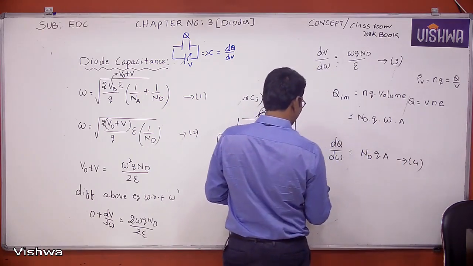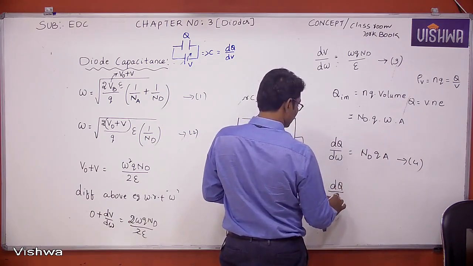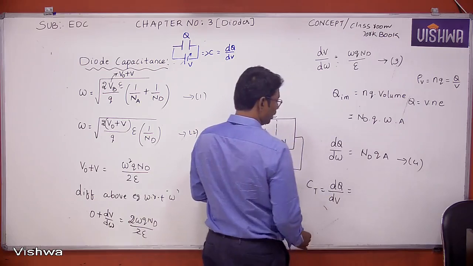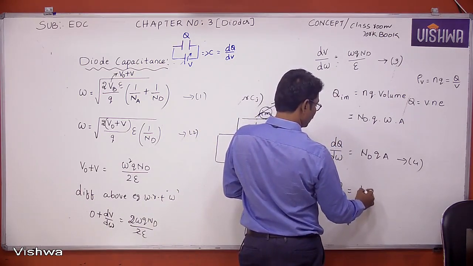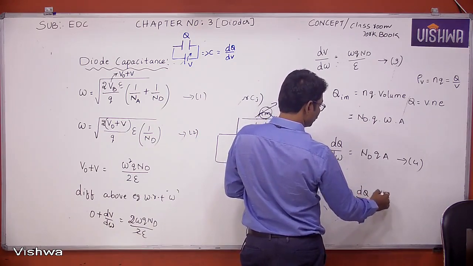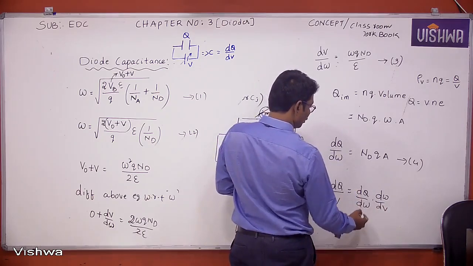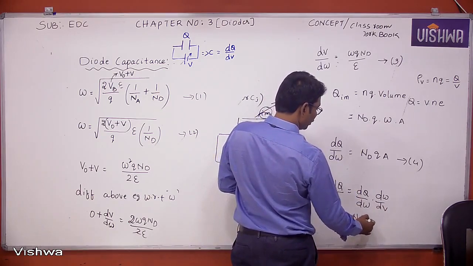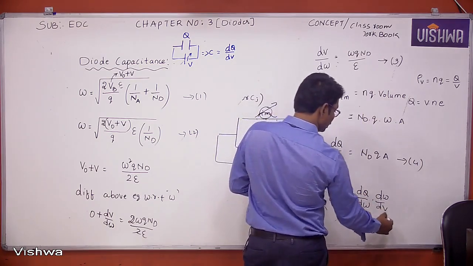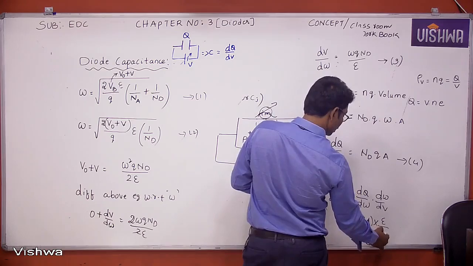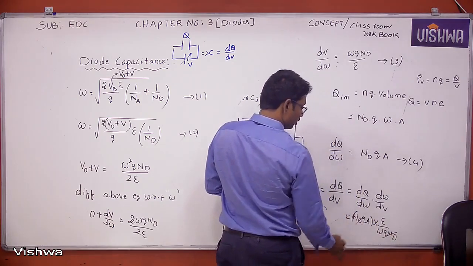Now what is transition capacitance? It is dQ by dV, which can be written as dQ by dW into dW by dV. What is dQ by dW here? Nd into Q into A. What is dW by dV? This is epsilon by W into Q into Nd. So here Q into Nd cancels.